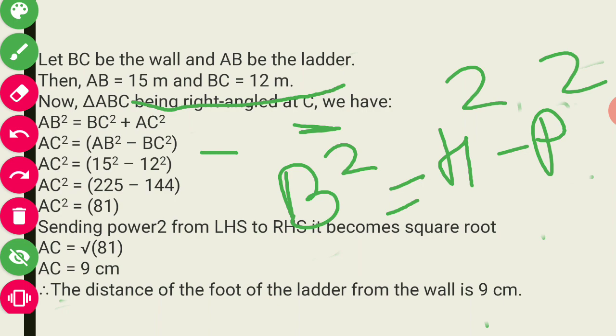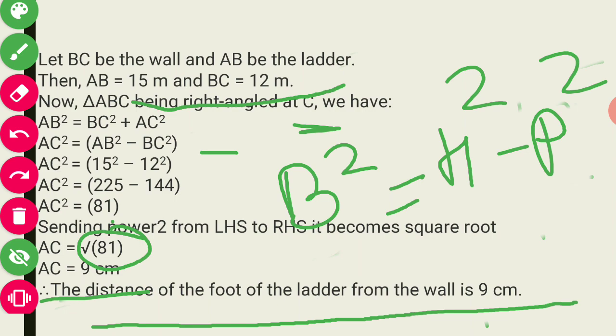So from AB square we will subtract BC square. AB square is 15 square and BC square is 12 square. The value of 15 square is 225 and the value of 12 square is 144. When you subtract, you will get AC square is equal to 81, and to calculate AC you have to find the square root of this 81. So factorize, and then from each pair take out the number, multiply them, and you will get the value AC is equal to 9 centimeter. So this way the distance between the foot of the ladder and the wall is 9 centimeter.